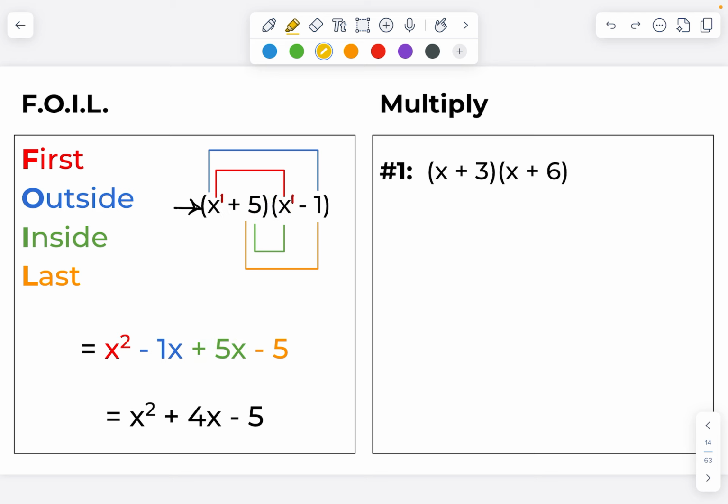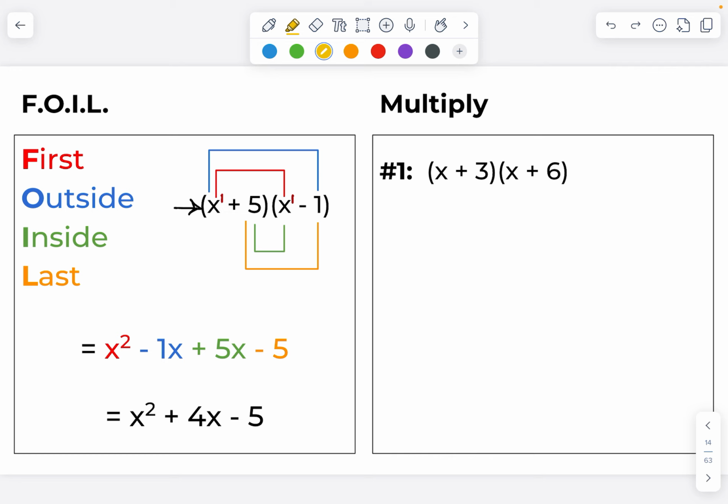Then I have my last term, the last term in each grouping. So a positive 5 times a -1 is going to give me that -5. That's what FOIL stands for, and that's where all of those values come from when we multiply it out. You can also think about this as a double distribution. We're taking the x, distributing it to both terms in the second grouping, and then taking the 5, distributing it to both terms in the second grouping.